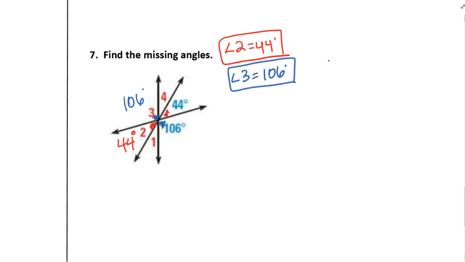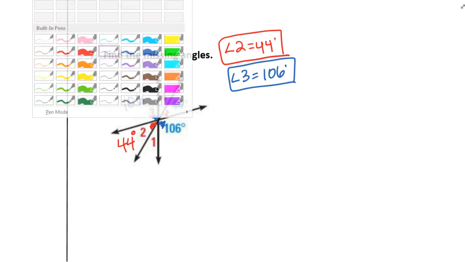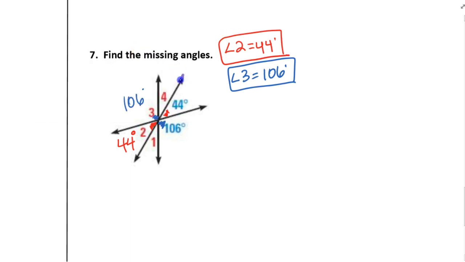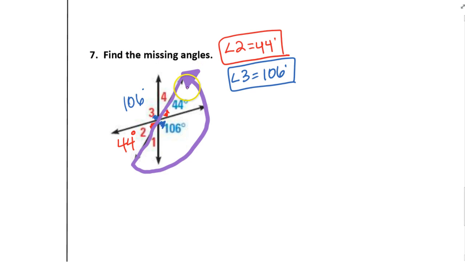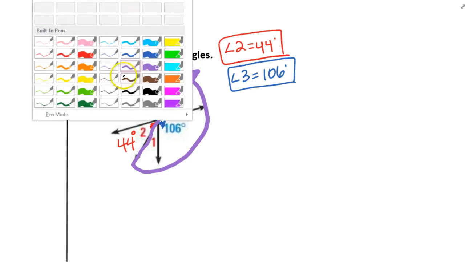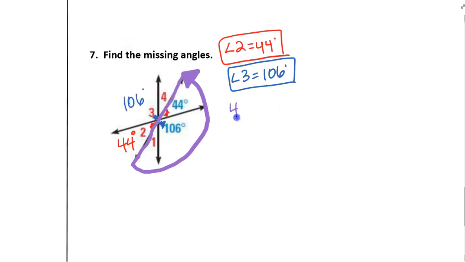There we go. Now we have to worry about angle 4 and angle 1. So what you want to do is look at your picture here, and let's find some linear pairs. Check this out. That whole thing there, going back to angle addition, that whole thing right there adds up to be 180 degrees. So I'm going to write that down. 44 degrees plus 106 degrees plus angle 1 equals 180 degrees.